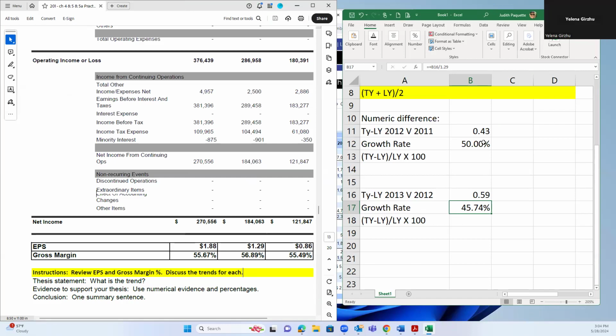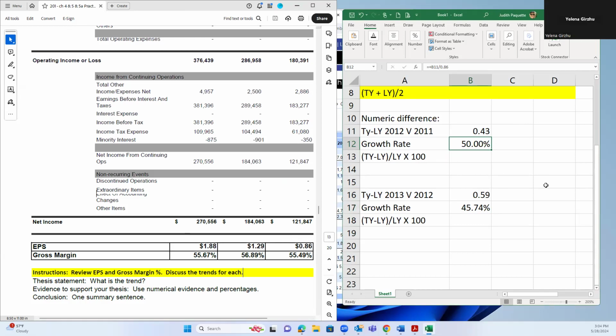Wait, previous year, can I ask a question just a second? Where are you getting the 0.59 from? The 0.59 is the difference between $1.88 and $1.29. Okay. And then the growth rate is taking that 59 cents and dividing it by the previous year, which is $1.29. And that growth rate is 45.74. The previous year, it grew by 50%. This current year, it's grown by 45.74. Both phenomenal growth rates, but what can you say about it?